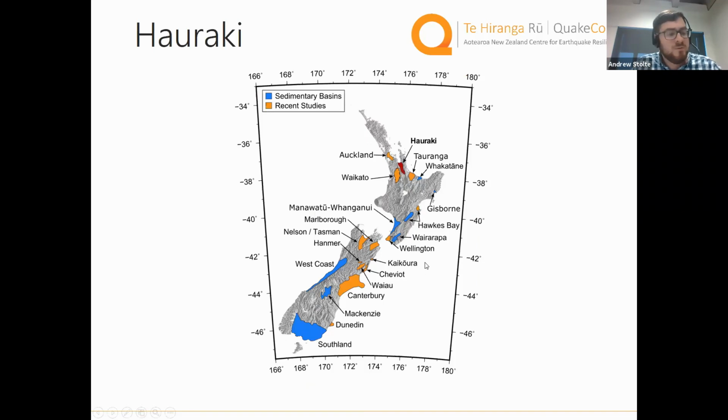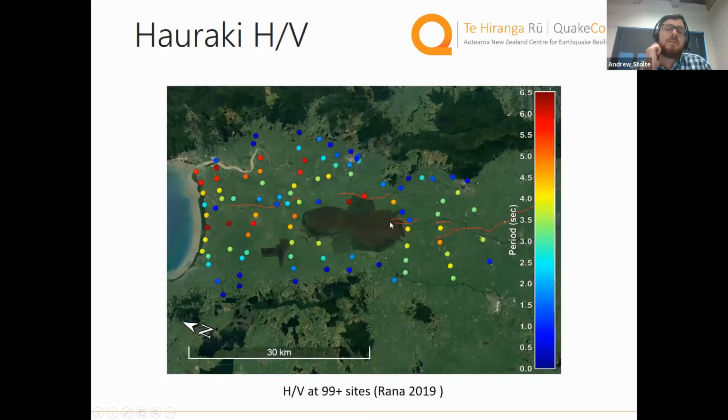All right, I have two more sedimentary basins to talk about, and then I'll wrap things up. Quickly, I'm just going to highlight the Hauraki Basin, where a master's student at the University of Auckland, Zaid Rana, and I collected HVSR at 99 sites. In this case, the sedimentary basin is quite deep. Our maximum psi period is about 6.5 seconds.